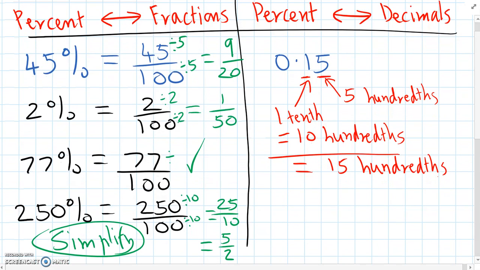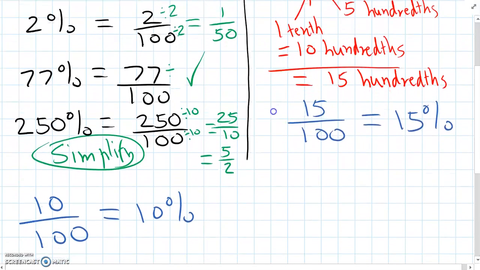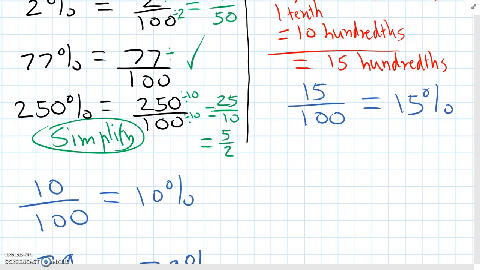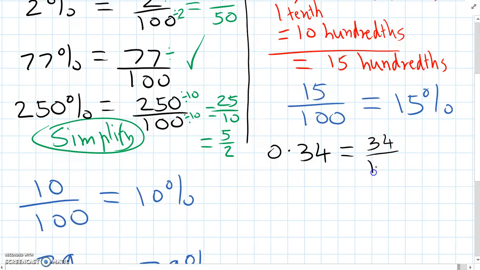And remembering how to convert decimals into fractions, 15/100 is the same as 15 over 100. And that we can get the percentage from straight away because we're out of 100, 15%. So another example would be 0.34. We have 34 hundredths, and that is out of 100, so we can see that that's 34%.